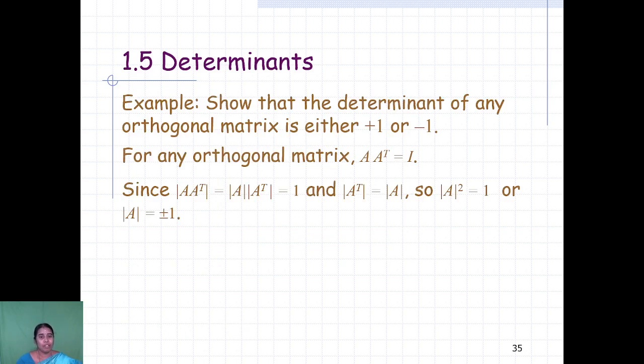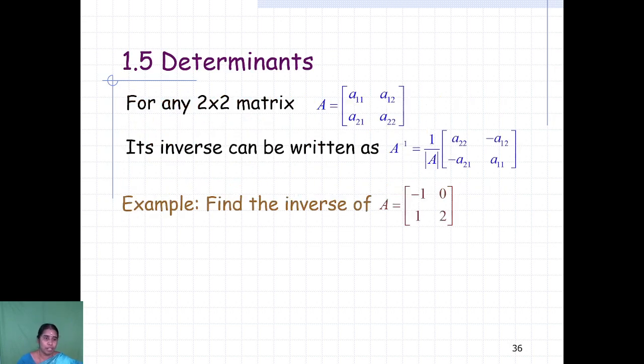Next example: show that the determinant of any orthogonal matrix is either plus 1 or minus 1. For any orthogonal matrix, A transpose A equals I. Since modulus of A transpose times modulus of A equals modulus I, which is 1, and modulus of A transpose equals modulus of A, modulus of A squared equals 1, or modulus of A equals plus or minus 1.